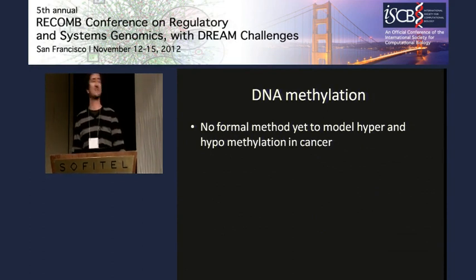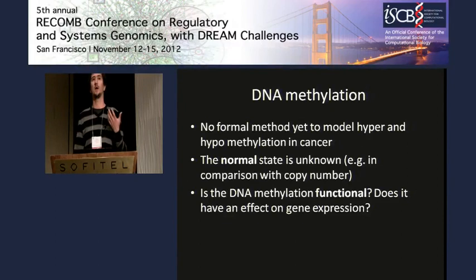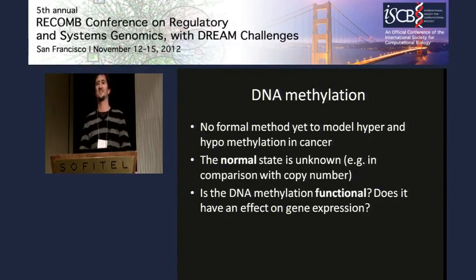Currently, there is no method yet to model hyper and hypomethylated genes in cancer. Also, another issue here is that the normal state for DNA methylation data is often unknown compared to, for example, copy number data, where we know we have 2 copies of a gene. I also want to focus on DNA methylation events that are functional, that is, cis-regulated DNA methylation that has an effect on gene expression.